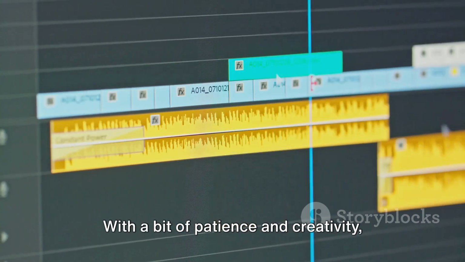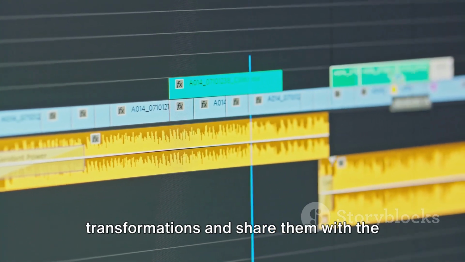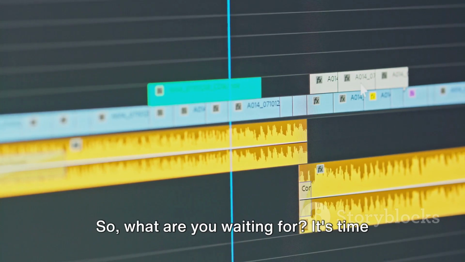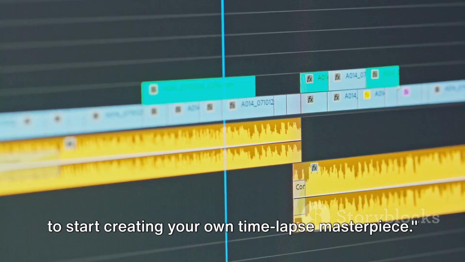With a bit of patience and creativity, you can capture the beauty of slow transformations and share them with the world in mere seconds. So, what are you waiting for? It's time to start creating your own time-lapse masterpiece.